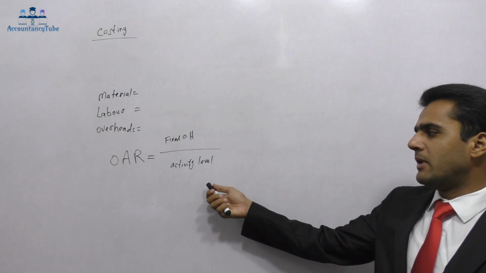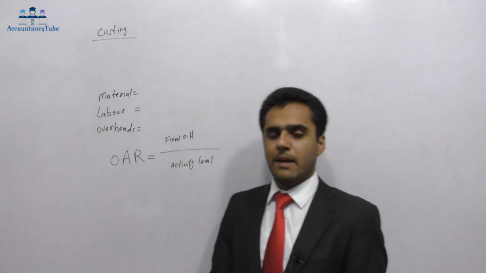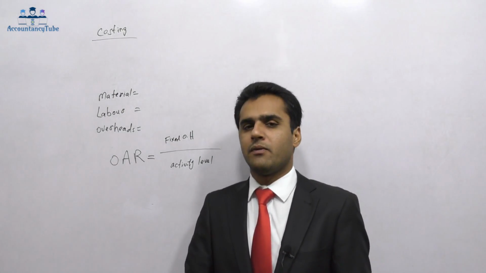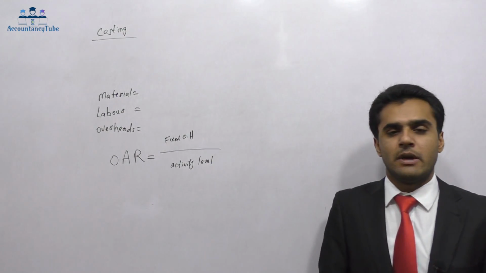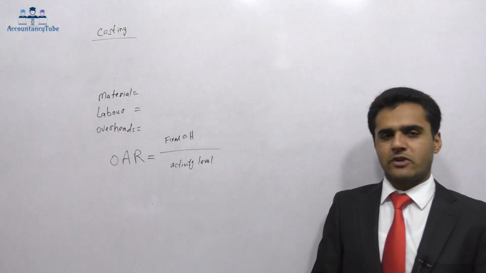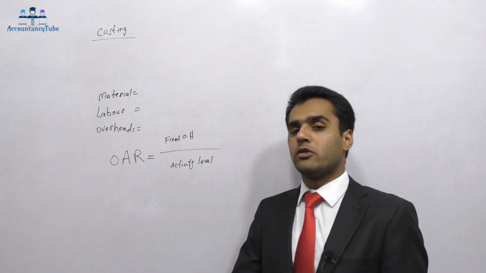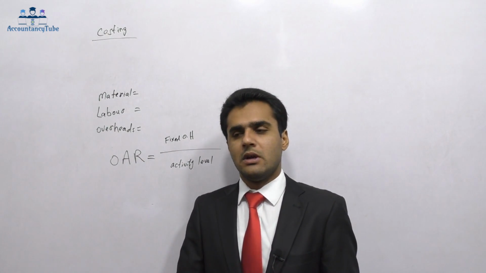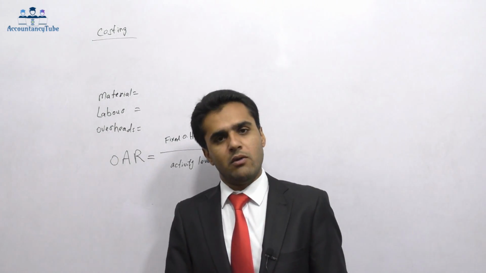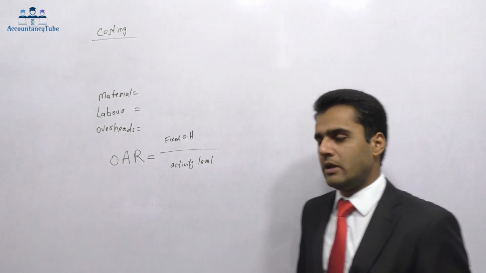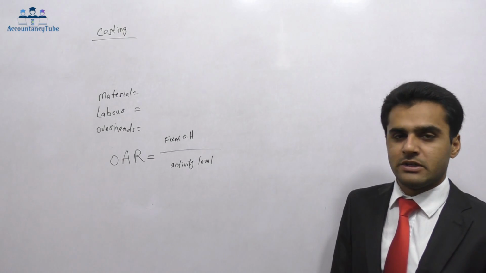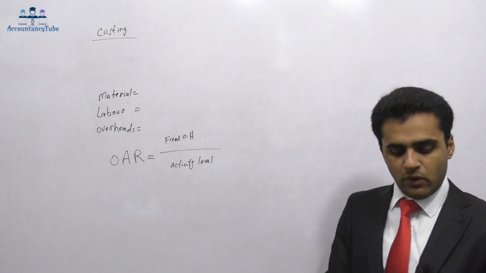Now this activity level basically will be either the machine hours or the labor hours, depending on the type of product they are making. Sometimes it is the labor hours which are used more in that manufacturing unit. Sometimes we are using more machine hours, it is machine intensive, then we will use the machine hours in this formula.